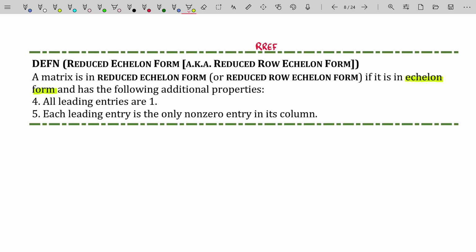The extra two conditions that we're about to mention make it a reduced row echelon form. All leading entries are 1, which is kind of cool, and each leading entry is the only non-zero entry in its column. That is, there are zeros not only below the leading entry, but also above it.